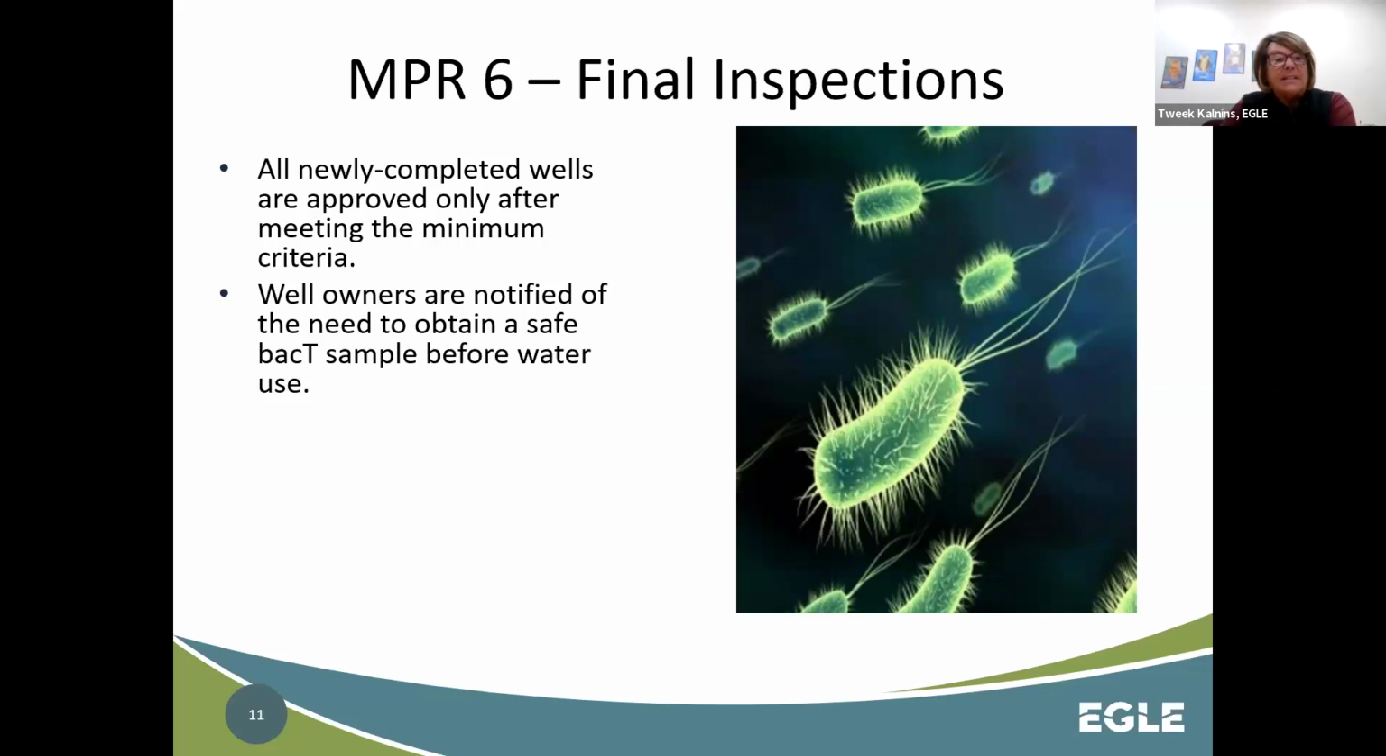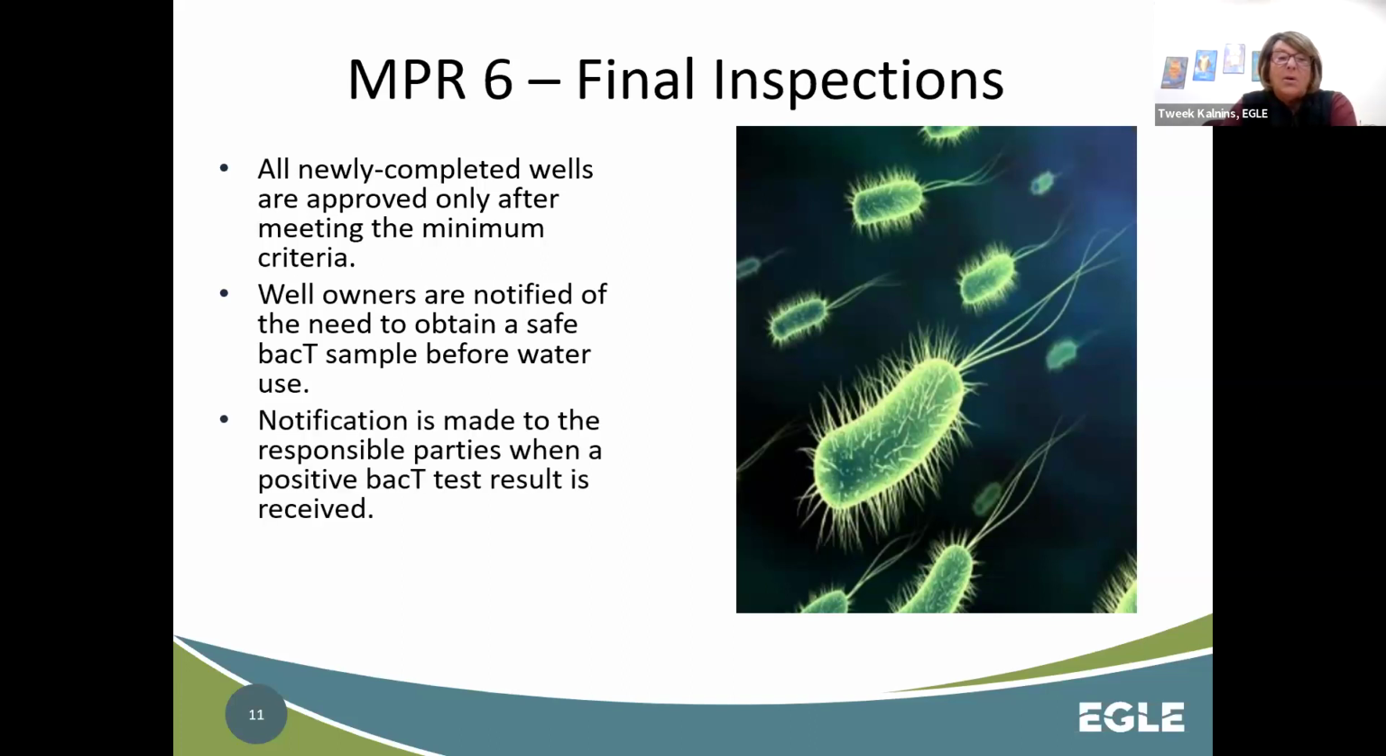Within NPR 6 is the statement that well owners need to be notified of the need to obtain a safe bacteria sample before water use. Most health departments have this on their issued well permit. It's part of the language. And then notification is required when you have a positive bacteria result. And then approvals and non-approvals are issued in writing.